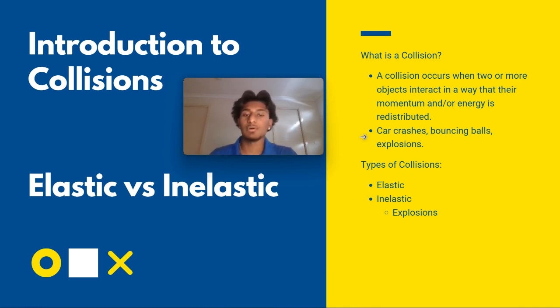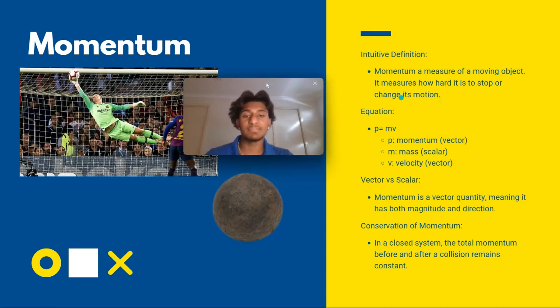Some examples of collisions are car crashes, bouncing balls, and explosions. Some types of collisions are elastic, inelastic, and explosions, which are actually part of elastic collisions. And I'll explain why. Let's look at momentum.